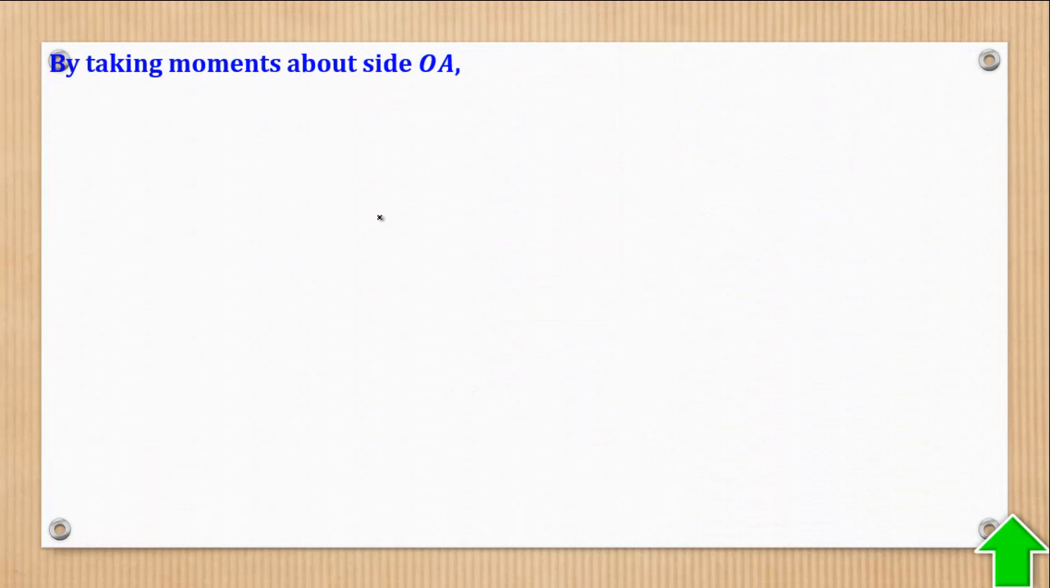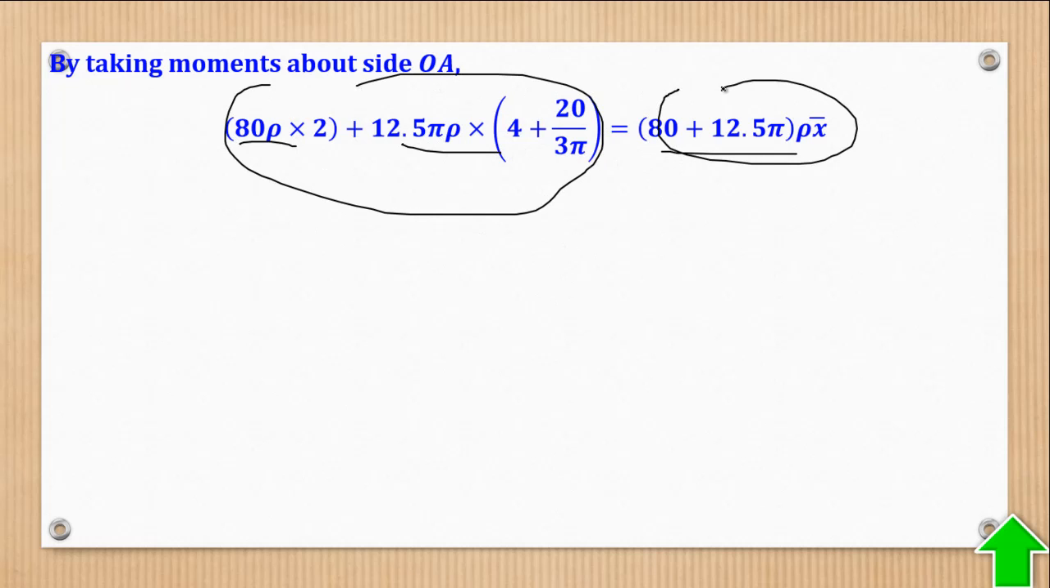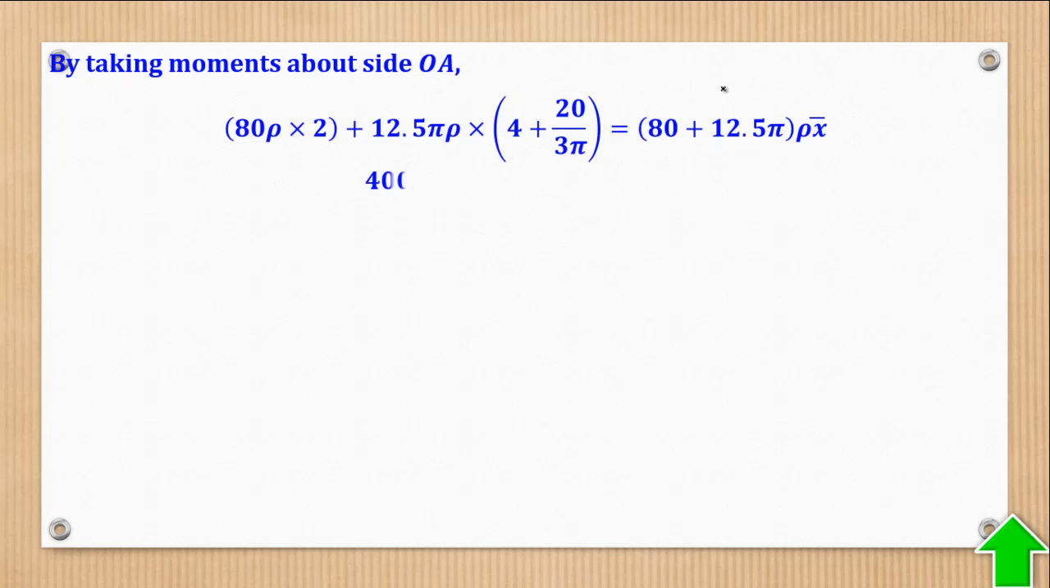So taking moments about OA, we shall come up with this plus that equal to that. So these are the individual parts which make up a whole lamina, and this is the whole lamina. Then you simplify and get x bar, and that's what they wanted.